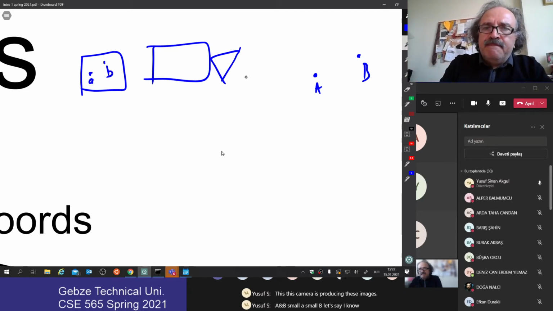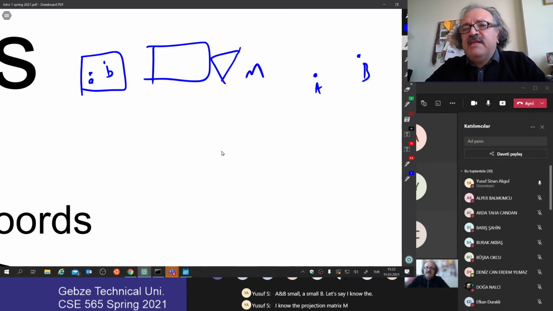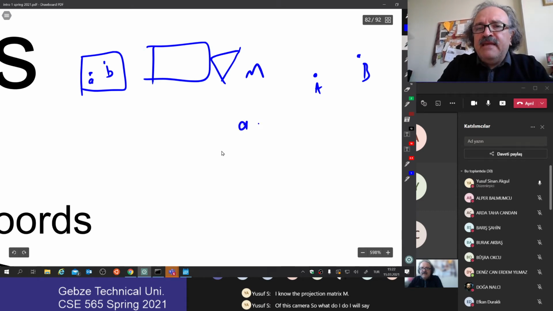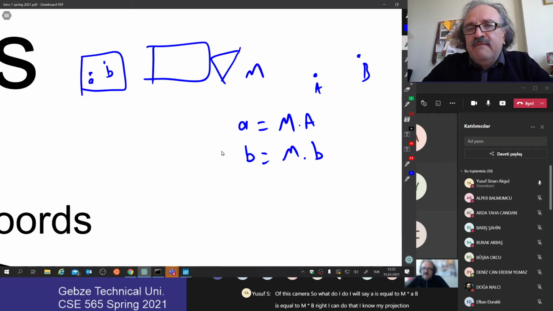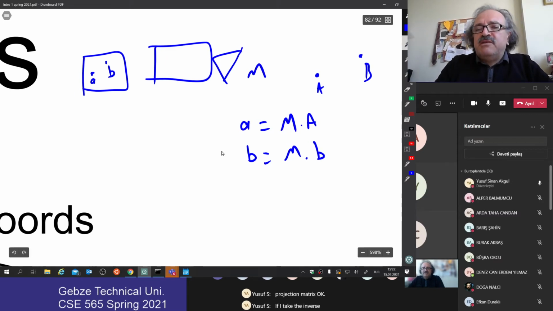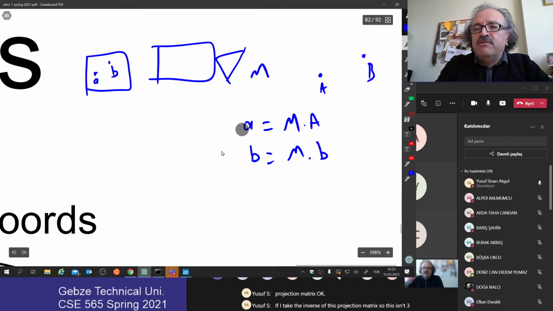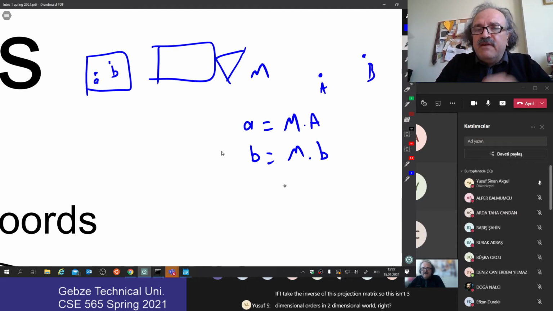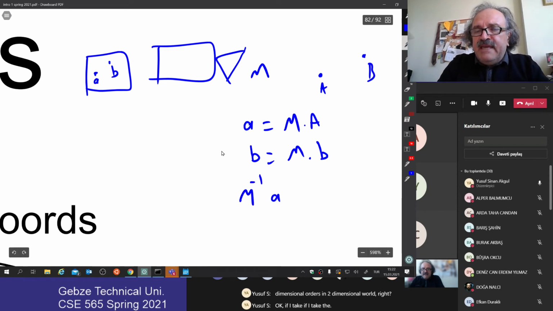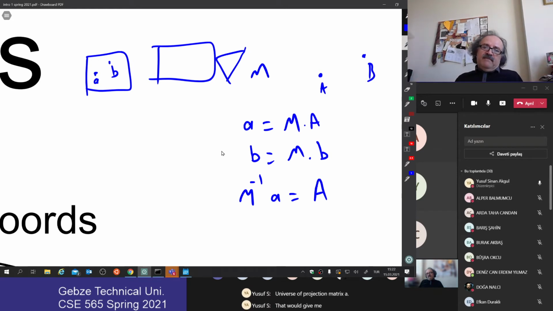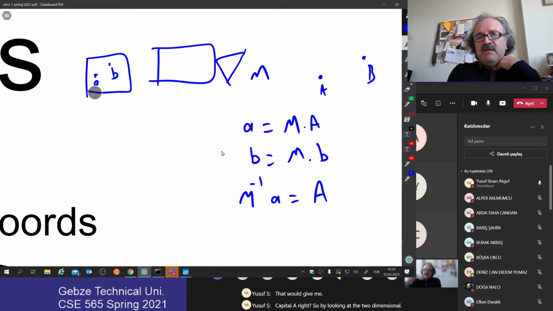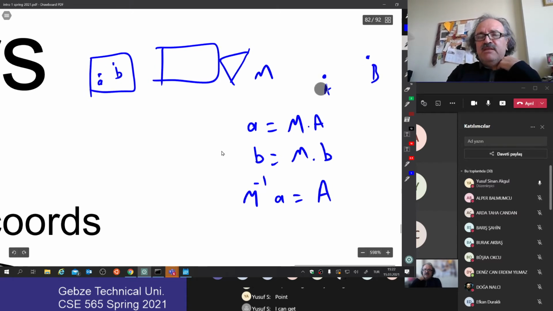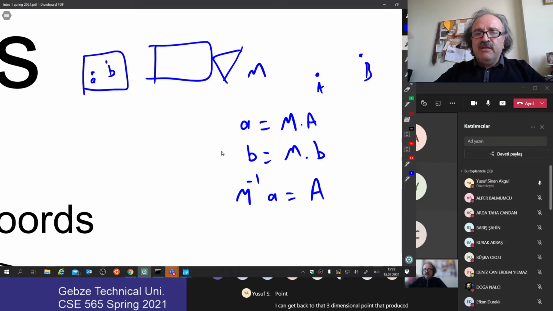Let's say I know the projection matrix M of this camera. So I will say small a is equal to M times A, small b is equal to M times B, right? I can do that. I know my projection matrix. If I take the inverse of this projection matrix, so this is in the three-dimensional world, this is in the two-dimensional world, right? If I take the inverse of the projection matrix, that would give me capital A, right? So by looking at the two-dimensional point, I can get back to the three-dimensional point that produced this point, right? Can I do this?